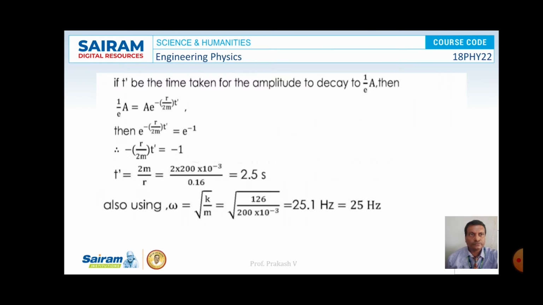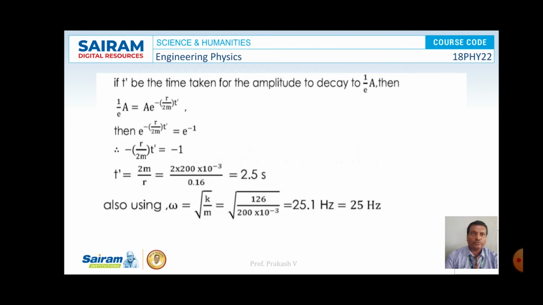Further, if t dash be the time taken for the amplitude to decay to 1 by e times a, then we can write 1 by e times a is equal to a into e to the power of minus r by 2m into t dash. Then e to the power of minus r by 2m into t dash is written as e to the power of minus 1. Further, minus r by 2m into t dash is equal to minus 1. Therefore, t dash is equal to 2m by r. Substituting the values of m and r in the formula, the value of t dash becomes 2.5 seconds.